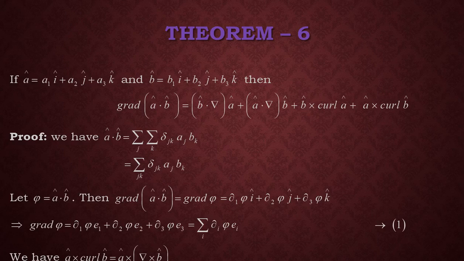First, let us choose A cap cross curl B cap. Let's find this term A cap cross curl B cap. This A cap cross curl B cap can also be written as A cap cross del cross B cap, because del cross B cap is nothing but curl B cap. So A cap cross curl B cap equals A cap cross del cross B cap.